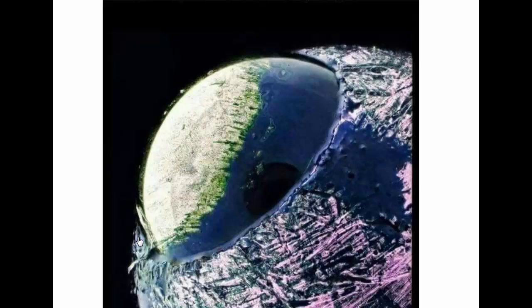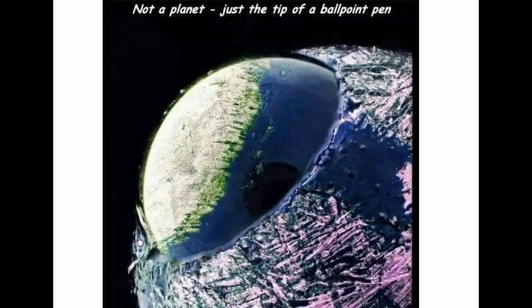Anyone have any idea what this is? Claudia? Oh, that's a good idea. No, it's not an eye, it's not a planet. It's the tip of a ballpoint pen. This is the part that gets the ink on it. That's so crazy. But I thought it was sharp. No, it's tiny.